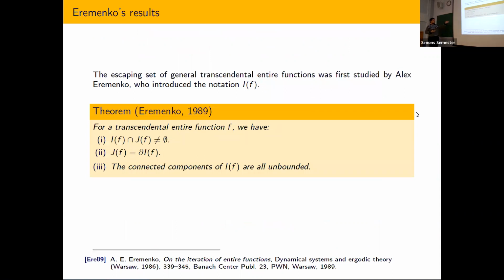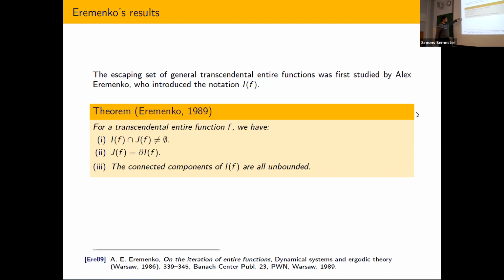Around the same time as the Devaney papers, there was also this paper from Eremenko where he looked at the escaping set of transcendental entire functions in complete generality. So he proved these three things here. He proved that the escaping set is never empty, right? So there are points. He did this by constructing what we now call Eremenko points, which are points that escape to infinity really fast.